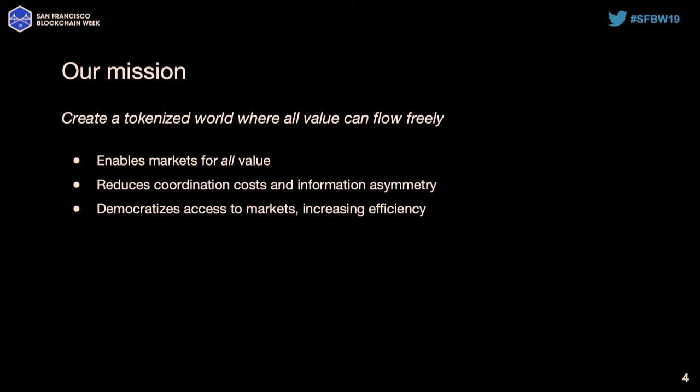So as a result of this, I think there are going to be huge efficiency gains in the world. You can have a market for every single token. This is going to reduce coordination costs throughout the world. It'll reduce information asymmetry. If you want to know the probability of any given event happening, you can look at the market for it and determine that for yourself and make better decisions because of that. It also democratizes access to markets. These markets are permissionless and globally accessible. And this will also be a massive efficiency gain.